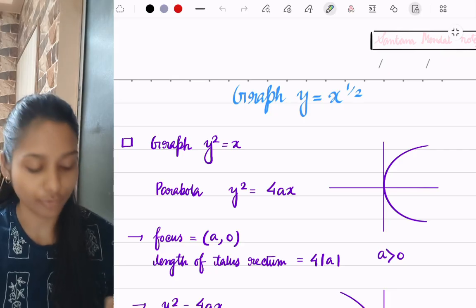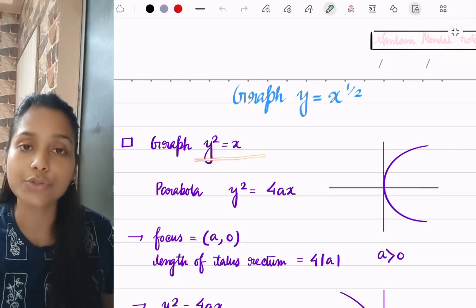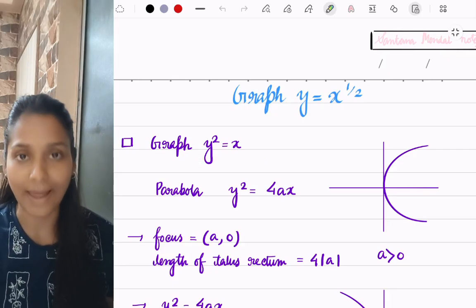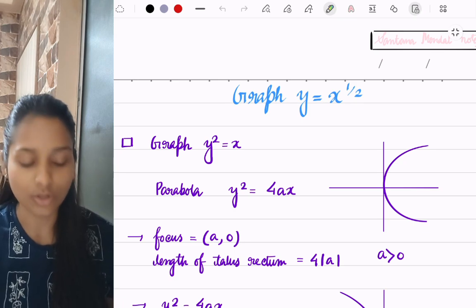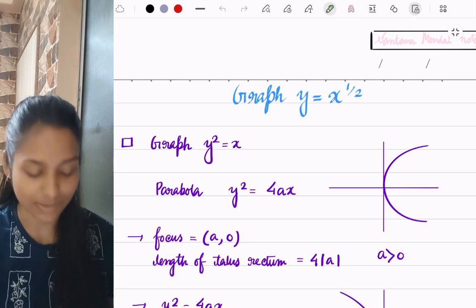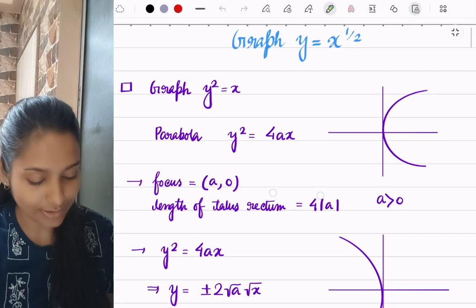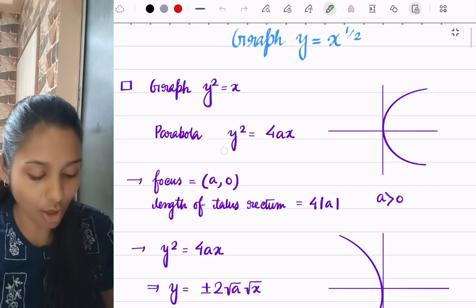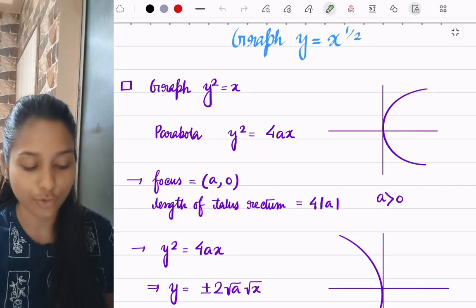So we will start with the function y square equals x. So it is a parabola. First we need to understand its properties. This one is a parabola of the form y square equals 4ax.